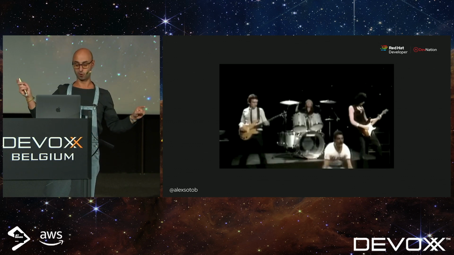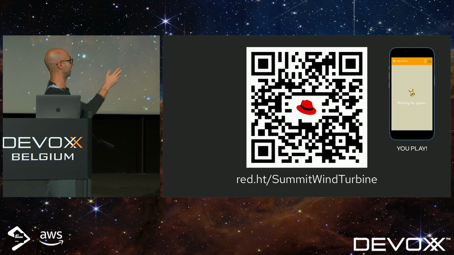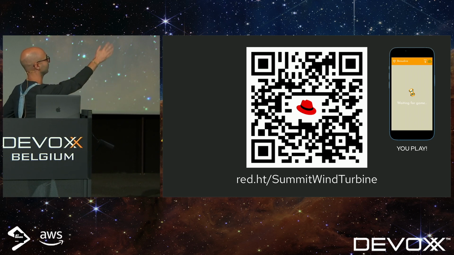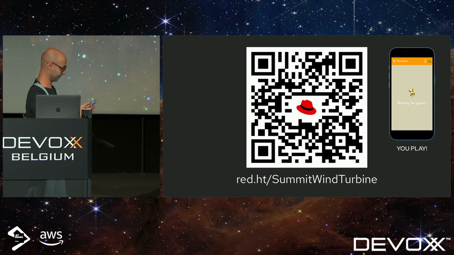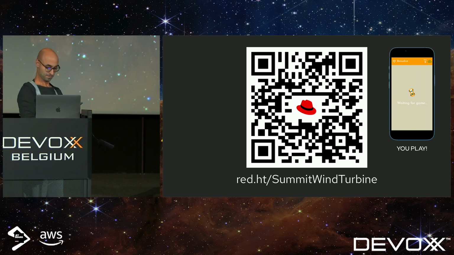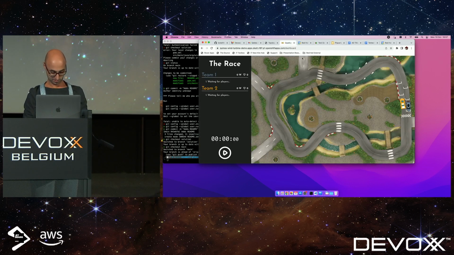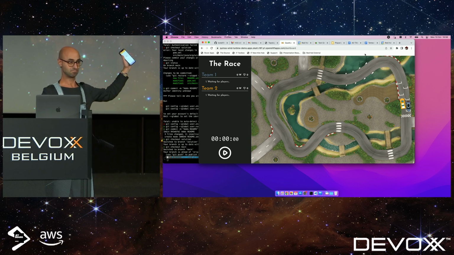Prepare your phones. Just scan this QR code. If you cannot scan it, you can go to red.ht/summit-wine-turbine, and it's exactly the same. I'm going to prepare my phone as well. I'm going to scan it. Come on. Yeah, it's working. Meanwhile, I can go here. Yeah, probably most of you are seeing something like "waiting for the game", right?